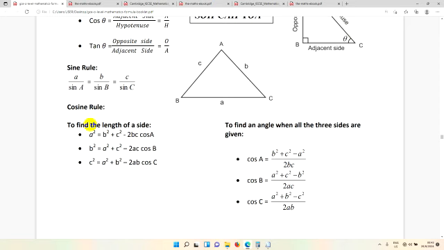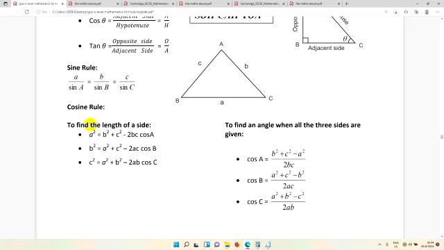To find the length, we use a squared is equal to b squared plus c squared minus 2bc cos A. Or b squared is equal to a squared plus c squared minus 2ac cos B. Or we can use c squared is equal to a squared plus b squared minus 2ab cos C. I actually like the last one. Maybe because that is the one I was taught with. And then we also have to find an angle when all three sides are given.